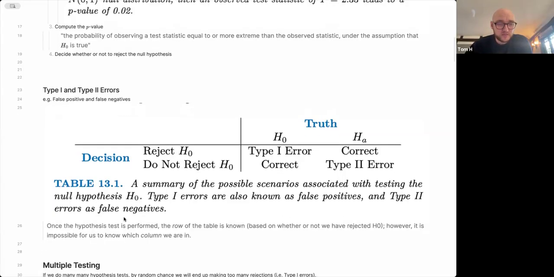A key point here is once the hypothesis test is performed, you know which row of the table you're in because you know what your decision was, but it's impossible to know which column you're in because we don't know the truth, and you can never know the truth.